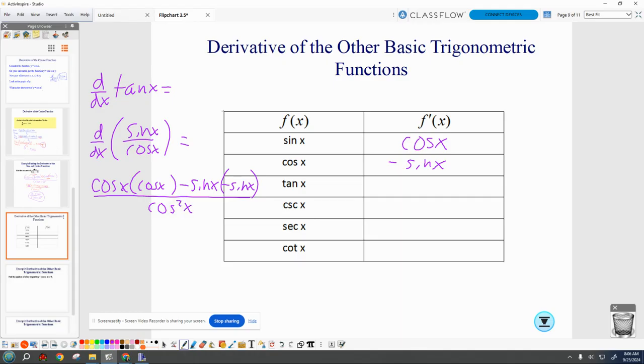What does the numerator become? 1. It becomes cosine squared plus sine squared. What's another word for 1 over cosine squared? Secant squared. So the derivative of tangent is secant squared.